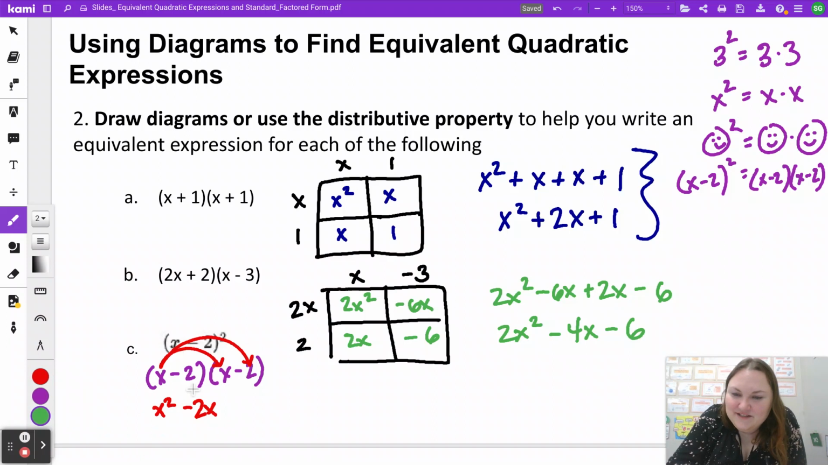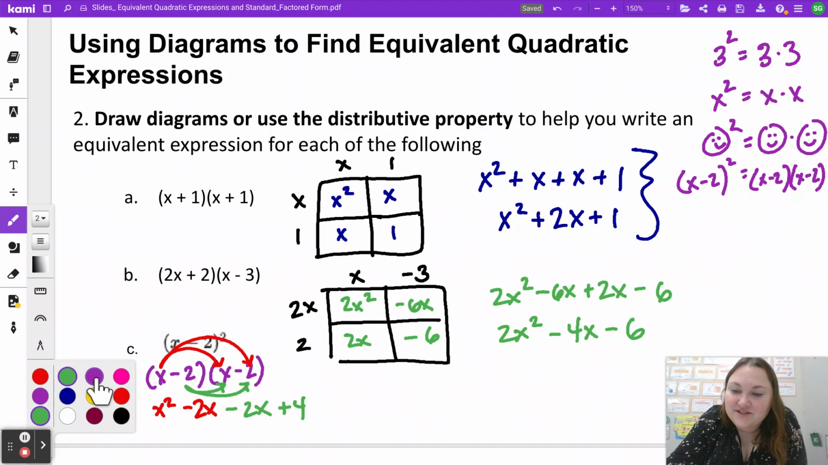Then we come in and we distribute again, this time not just 2, but negative 2. Make sure you're catching that negative sign there. That's another reason why the diagram can be really good, is it helps you see all the negatives. So negative 2 times x and negative 2 times negative 2. Well, negative 2 times x is negative 2x, and negative 2 times negative 2 is positive 4.